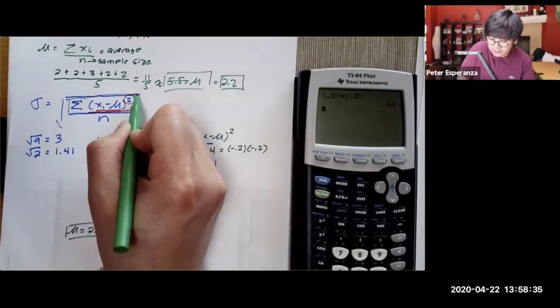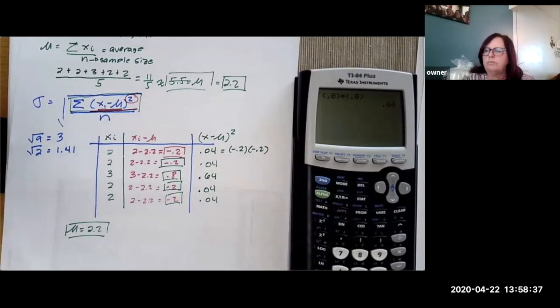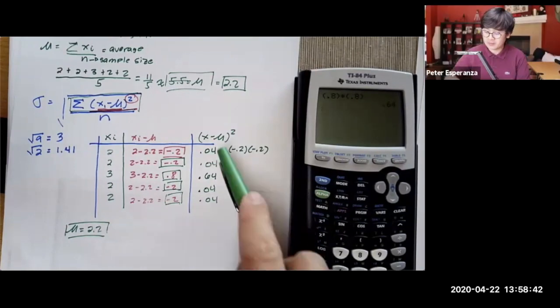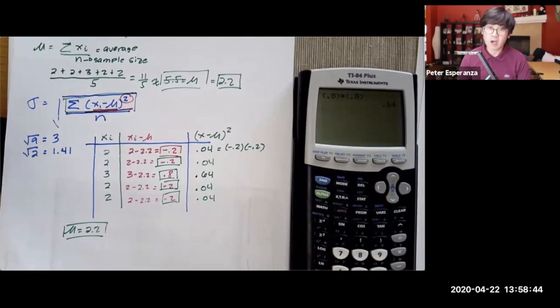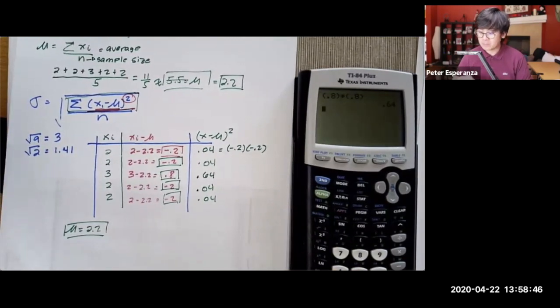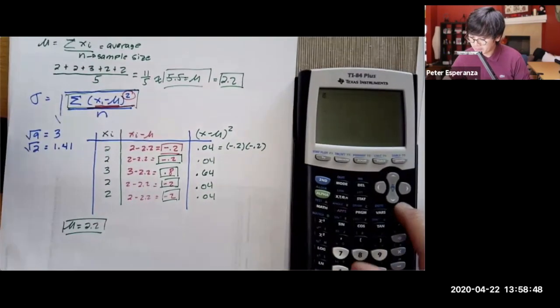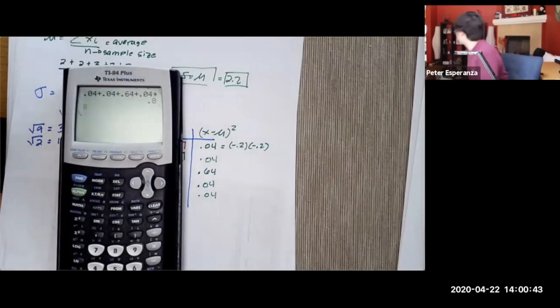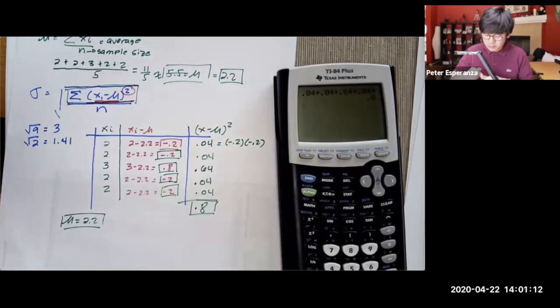This part of the formula, how are we going to use it? It means summation of the third column. So we're going to add the third column up. So use your calculator and add them all up: 0.04 plus 0.04 plus 0.64 plus 0.04 plus 0.04.